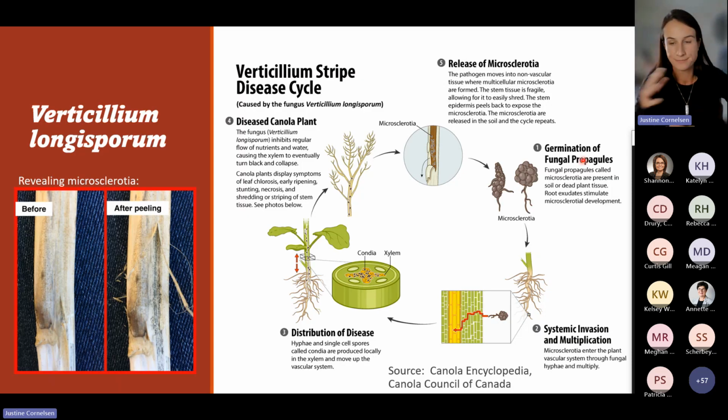So to further understand what's happening in the plant, I think it's really good to address the disease life cycle. You are going to be seeing different symptoms throughout the growing season, and other signs of the pathogen's presence. So it's good to understand that and how it works. This is an image that you can find online at the Canola Council of Canada's website. It's in the Canola Encyclopedia. There's a whole page for verticillium.